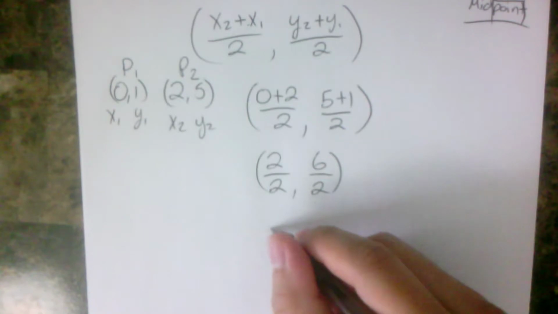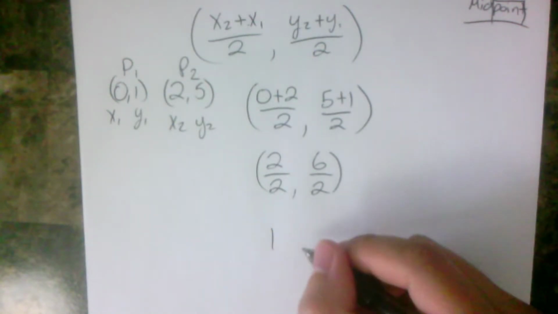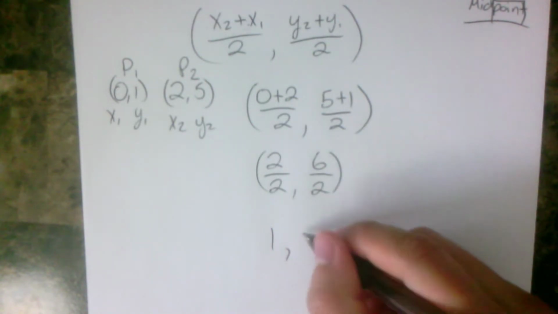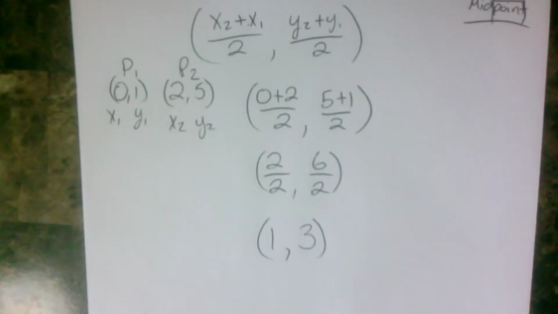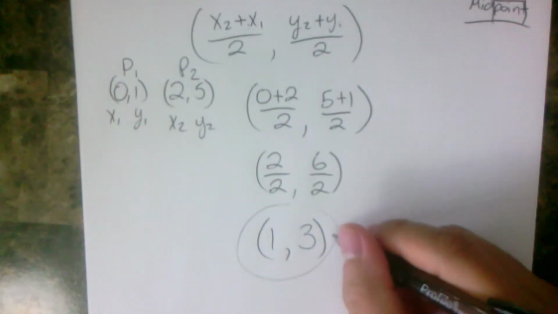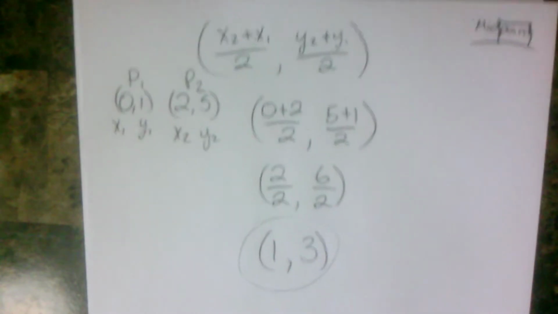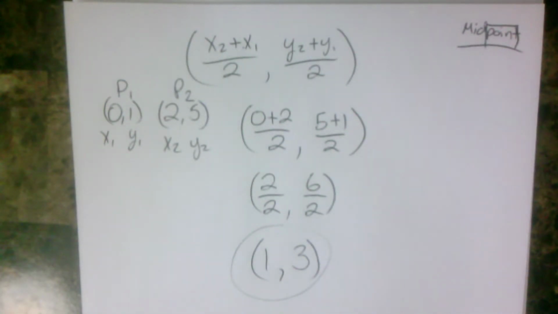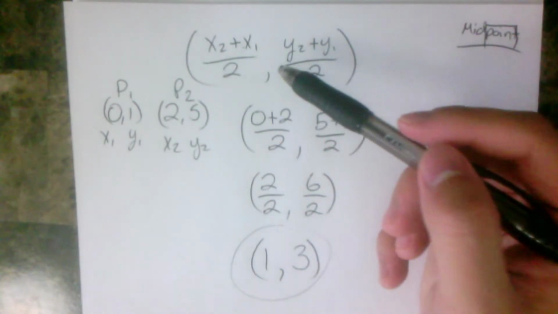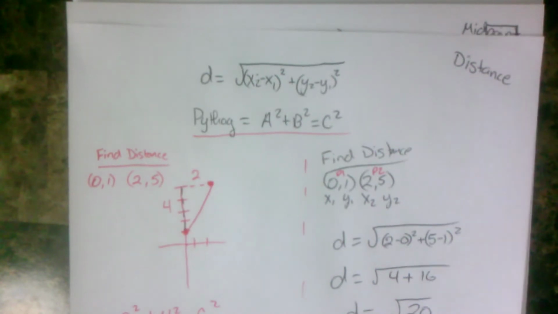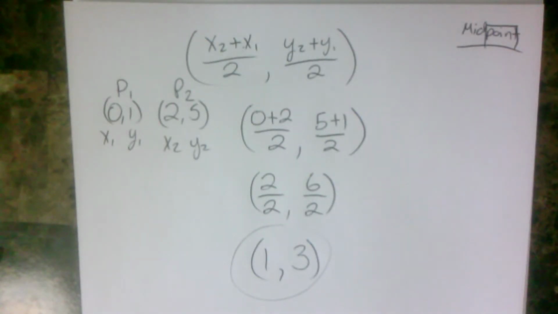2 divided by 2 is 1. Make sure you simplify at the end if you can. 6 divided by 2 is 3. If it's simplifiable, make sure to give me that simplified answer. 1 comma 3 looks a lot prettier than 2 over 2 comma 6 over 2. And that is midpoint formula. That's all it is. You just have to memorize this formula and then your distance formula, or do Pythagorean theorem for everything.